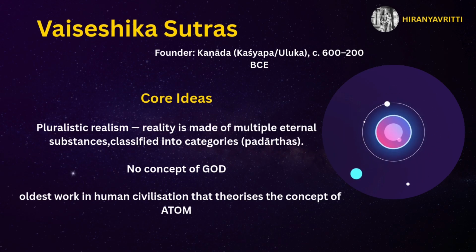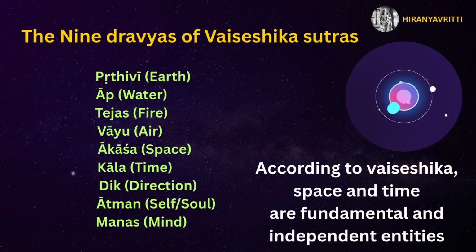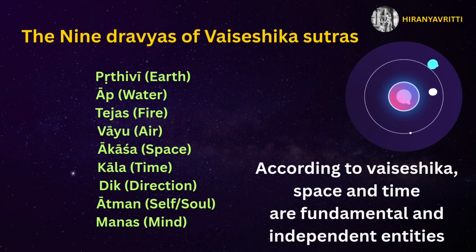An interesting feature of this text is its description of the atom as having a spherical structure. Also, the Vaiseshika Darshana does not rely on a god for creation. Instead, it explains the universe through the law of karma and the natural interaction of atoms. One of the most profound contributions of the Vaiseshika Sutras is its systematic classification of the universe into categories, making it one of the earliest attempts at scientific philosophy in India. According to Rishi Kanada, the universe is composed of 6 fundamental categories called padarthas, namely Dravya, Guna, Karma, Samanya, Vishesha, and Samavaya. Among these, Dravya is central, consisting of the 9 substances, namely earth, water, fire, air, space, time, direction, self, and the mind.